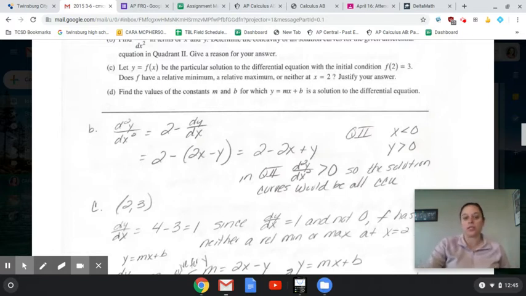So you could write that in words. You could say it's positive, or you could write it in symbols like I did. And what that means is positive second derivative means concave up. So negative would be concave down. This one was positive, so concave up.